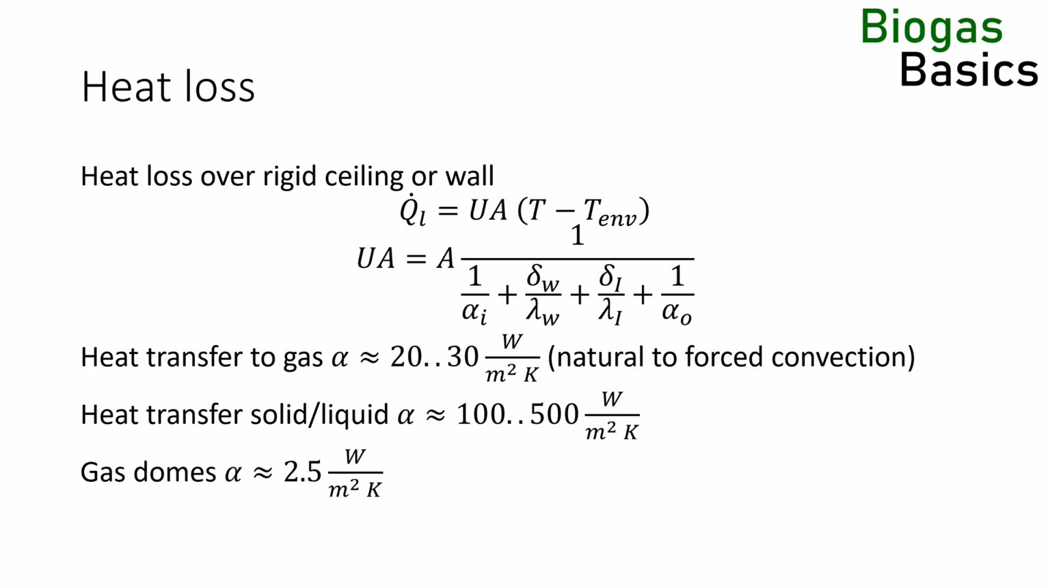Double membrane gas domes have an air cushion between the biogas space and the ambient air that insulates the digester somewhat. The overall heat transfer coefficient is around 2.5 watts per square meter and Kelvin. Now simply go around the tank and identify surface areas and whether the heat transfer is between a gas and solid or a liquid and a solid, and calculate the heat loss into the environment.